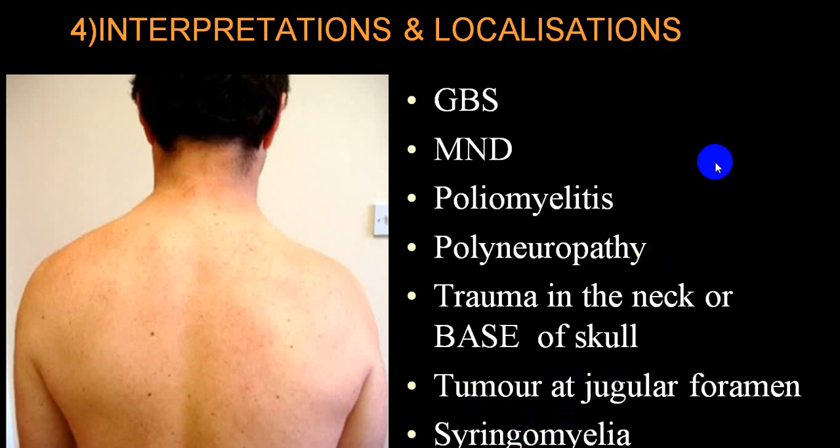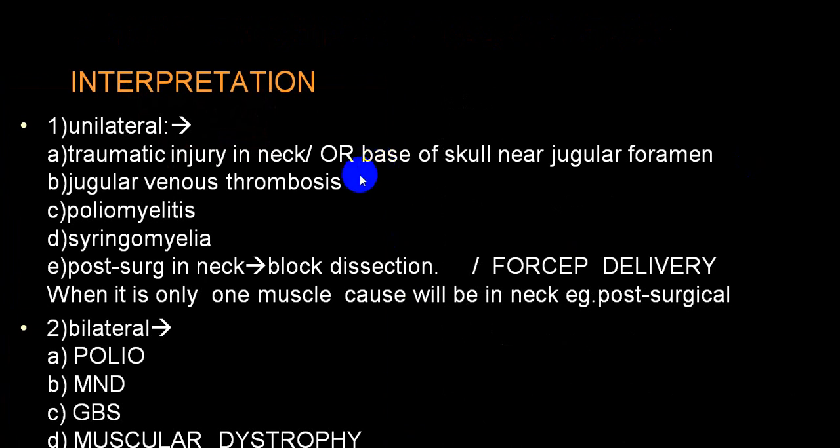In that you can have a damage to the cranial nerves, and that will produce lower motor neuron type of palsy. So this will be producing lower motor neuron type of palsy involving multiple cranial nerves, not only 11 cranial nerve, maybe along with 9, 10 also. So unilateral is very common in traumatic injury in the neck or at the base of the skull near jugular foramen, jugular vein thrombosis, tumor in the jugular foramen region, bulbar poliomyelitis, syringobulbia, while doing a surgery in the posterior triangle.